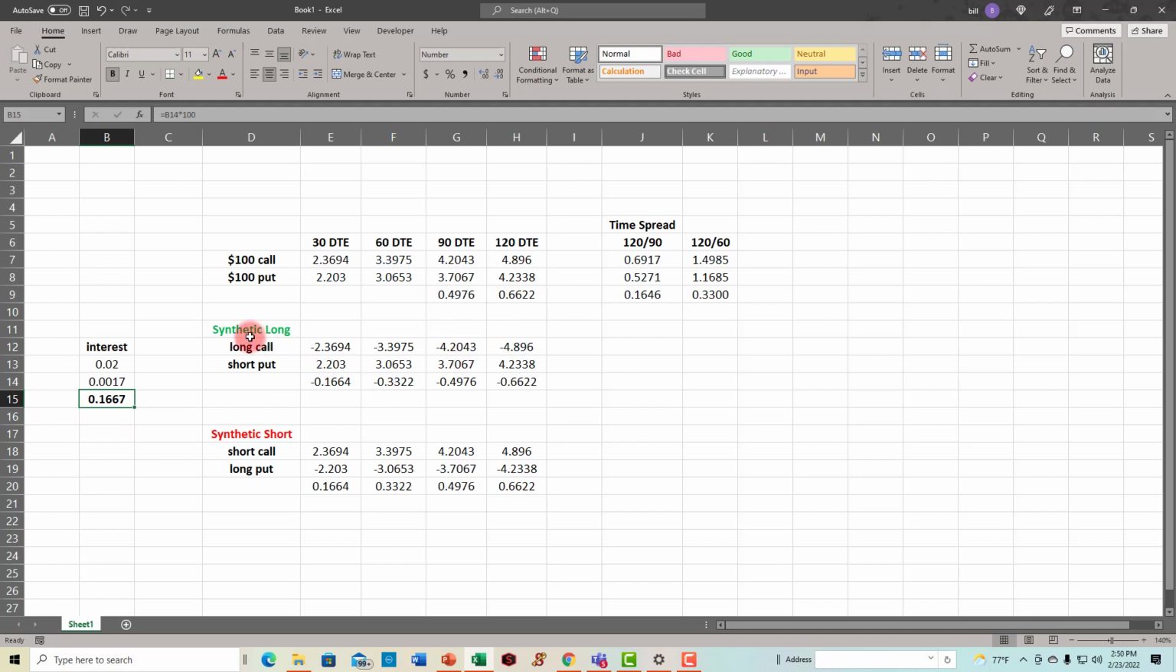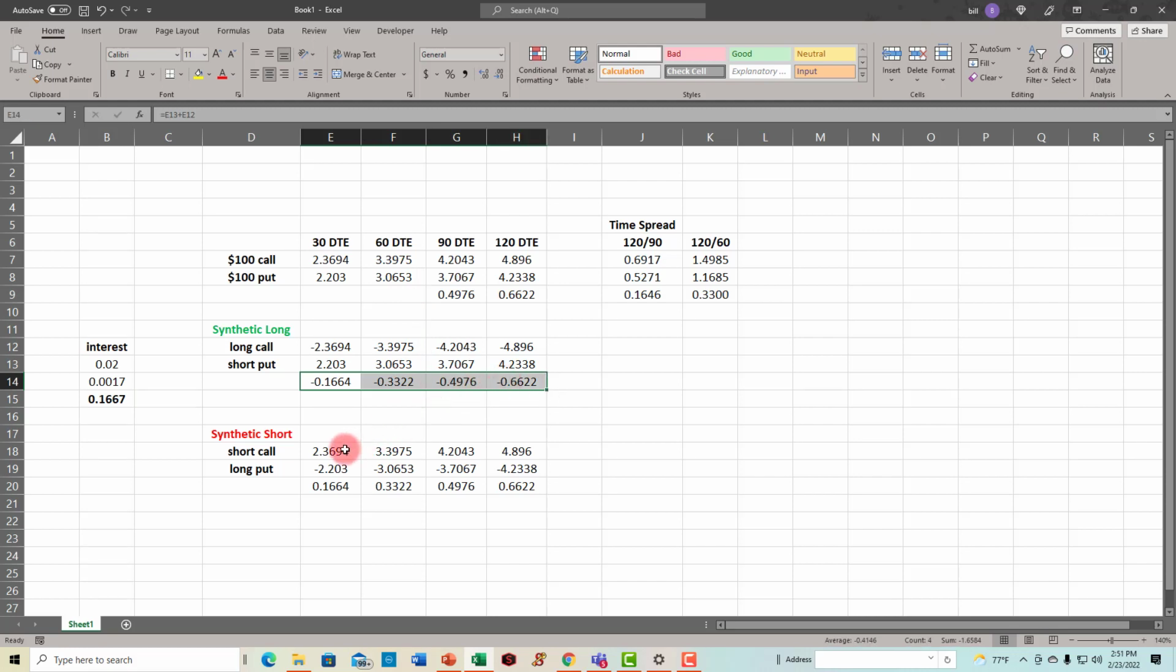Let's start with the synthetic long and short. The synthetic long is just the long call, short put. So we're just buying this call and selling this one. It's going to cost us 16 cents. For 60 days, we are going to buy this call, sell that put, and it's going to cost us about 33 cents, and so on across each of the columns.